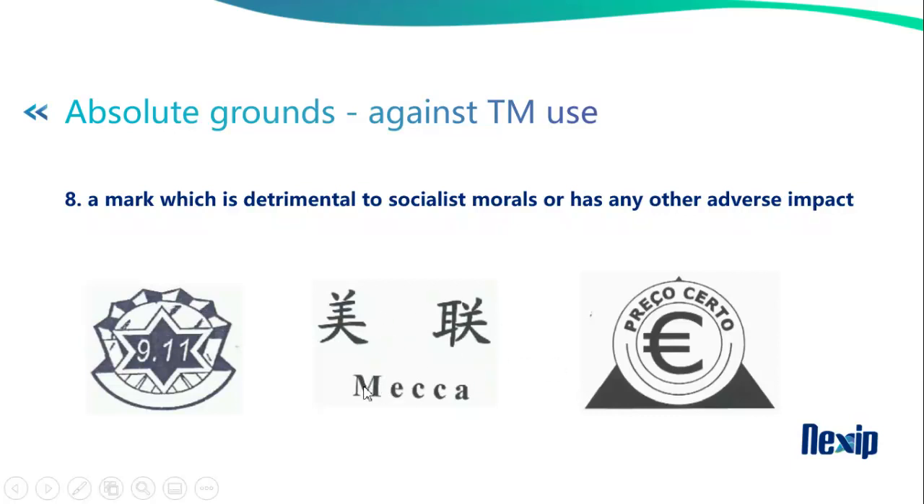And this mark contains Mecca. Mecca is the holy city for Muslims. So if it gets registered as one part of a trademark, China authorities may feel it may have some bad influences on Islam followers. And this mark contains this part, which is almost identical to the sign of the EU currency. So this is also deemed as detrimental to socialist morals or having other adverse impacts.